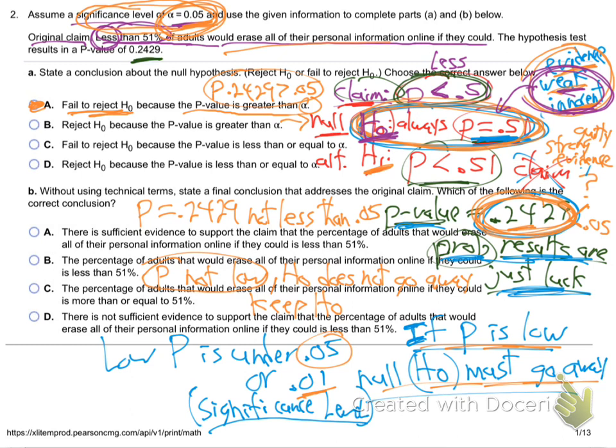You assume innocent unless strong evidence persuades the jury otherwise beyond a reasonable doubt. So if evidence is weak evidence, you keep the original assumption of innocence. So we keep the p equals 0.5 conclusion. So there is sufficient evidence? No. There is not sufficient evidence to support the claim that the percentage of adults that would erase all information is less than 51%. Right? We can't conclude less than 0.51. We're staying with the null hypothesis.